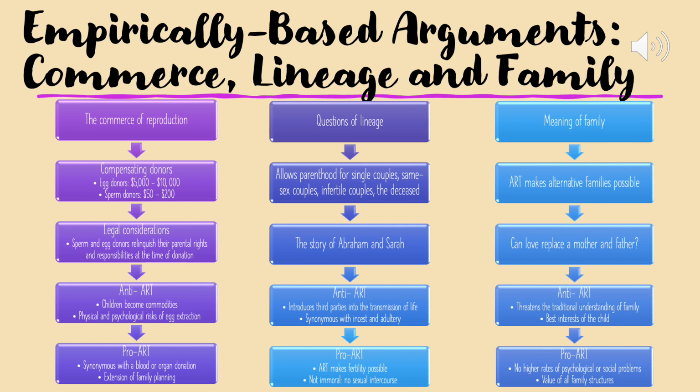Those who are opposed to ART would say that the question of lineage is that the clarity of lineage is threatened here by introducing third parties into the transmission of life, and therefore that ART is synonymous with incest and adultery because of this breaking up of the lineage.